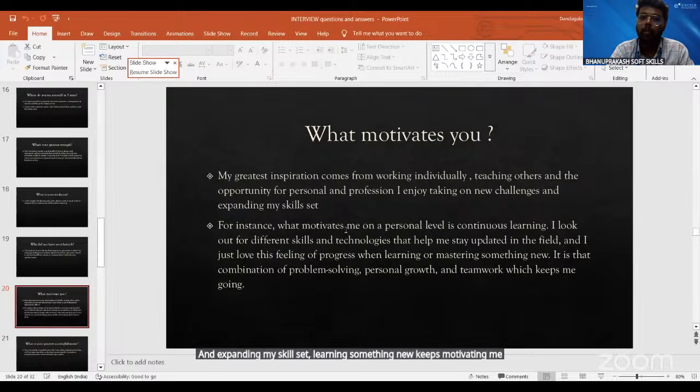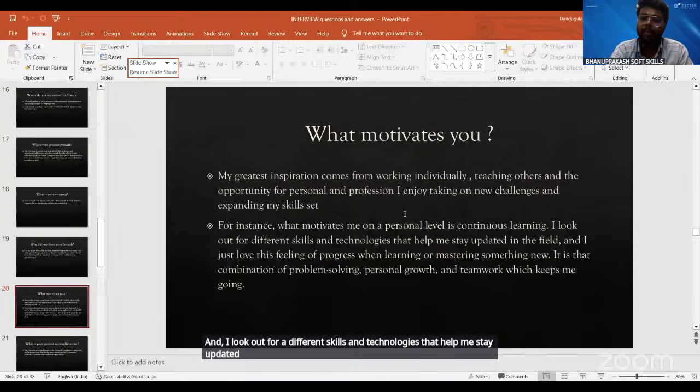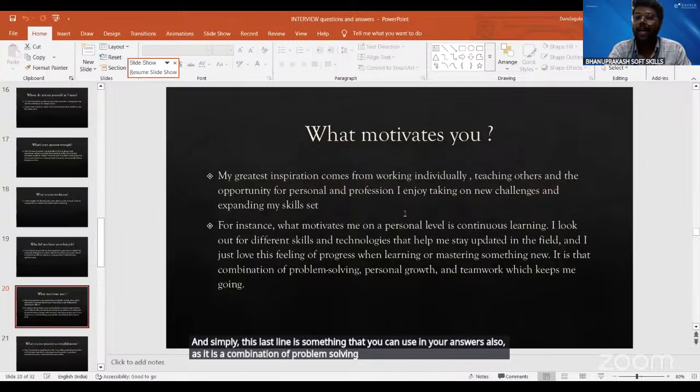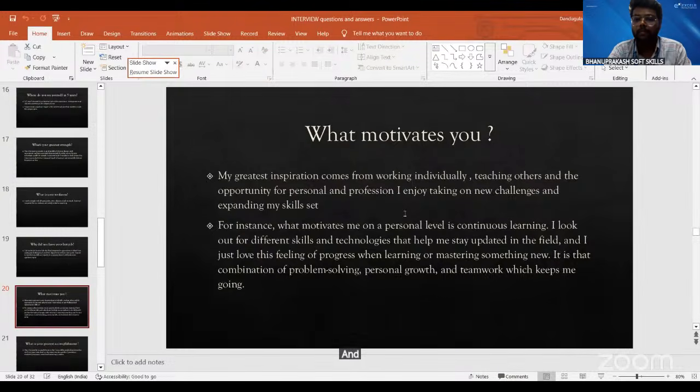For instance, what motivates me on a personal level is continuous learning. I look out for different skills and technologies that help me stay updated. Staying updated in this field motivates me. And I just love this feeling of progress when learning or mastering something new. And this last line is something you can use in your answers also, as it is a combination of problem solving, personal growth, and teamwork which keeps me going.